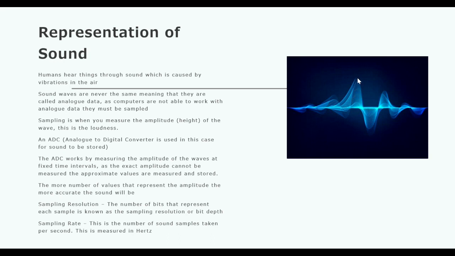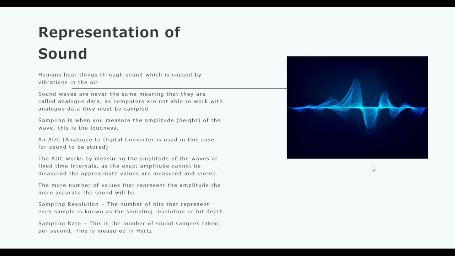So the higher the amplitude, the louder a sound wave is. Now we use something called the ADC, analog to digital converter, so we can store this sound data. The ADC works by measuring the amplitude, this amplitude, this amplitude, this amplitude, at fixed time intervals. So let's say every half a second or every 2 seconds. And then as the exact amplitude cannot be stored and measured, approximate values are measured and stored.